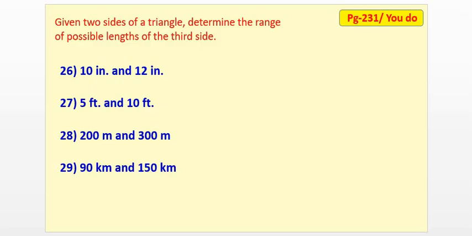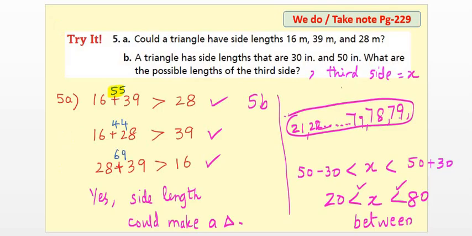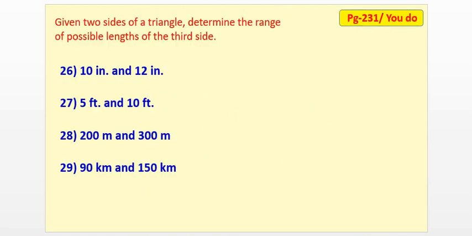It says, given two sides of a triangle, determine the range of possible lengths of the third side. As I explained here, let me show you where I explained that. How can we find the possible values for the third side of the triangle? This is the shortcut to find the possible values of the third side. So for example, let's say the third side is x over here. So what are the possible values of x?